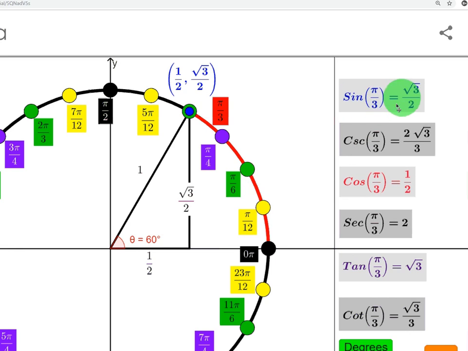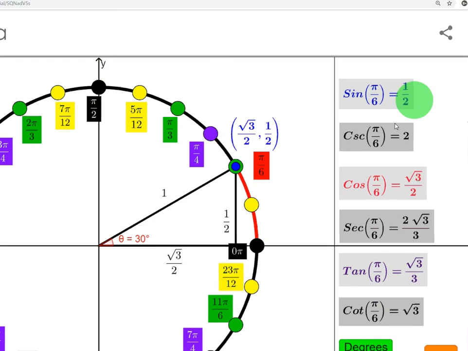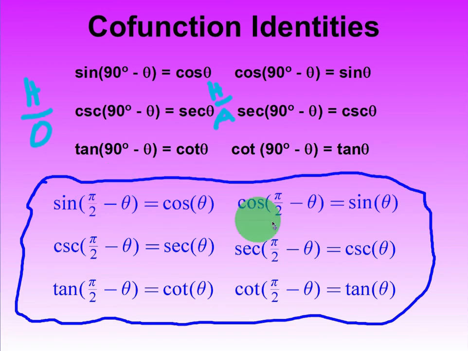Namely, sine of pi over 3 is equal to square root of 3 over 2. If we subtract pi over 3 from pi over 2, we get pi over 6, which will give us cosine of pi over 6, which should also be square root of 3 over 2, and indeed it is. This one might be helpful just to think in terms of degrees, and if you're looking at this in terms of radians, just think pi over 2 is equal to 90.